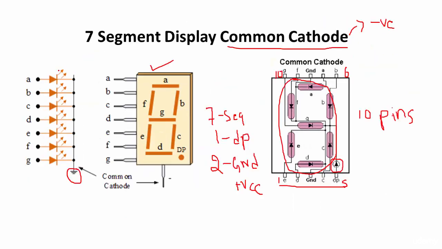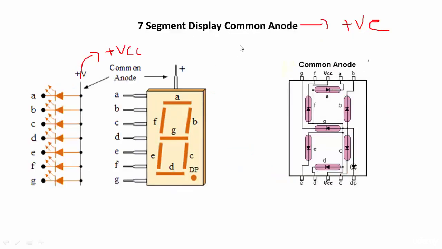In common cathode, since all the cathodes are tied to ground, if you make this pin high, the LED glows. That means the LED also goes high. And if you make this pin low, then the LED goes low. But this is not the case in common anode. So in common anode it is different, right?